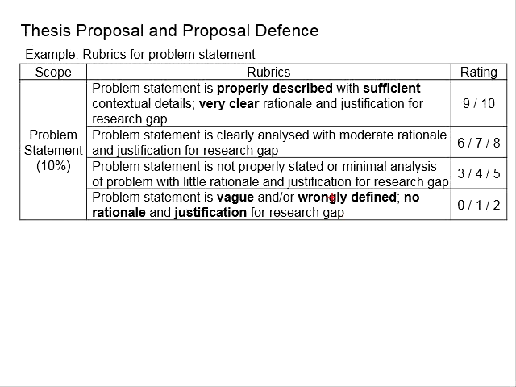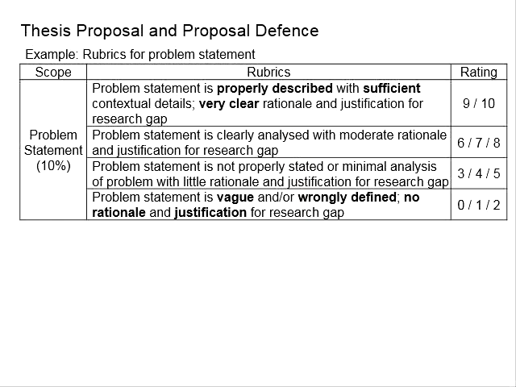Higher up, the problem statement is clearly analyzed with moderate rationale and justifications for the research gap. Now your problem statement is clearer. You actually did some analysis for the problem, and the rationales and justifications for the research gap are slightly better, at the moderate level. And the highest quality here is that the problem statement is properly described with sufficient contextual detail, and very clear rationales and justifications for the research gap.